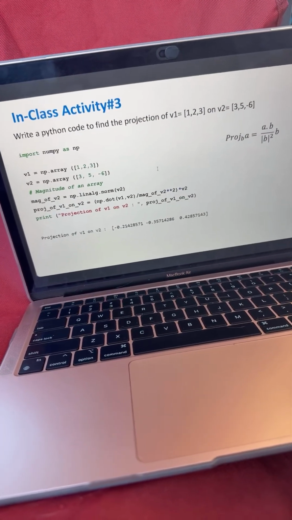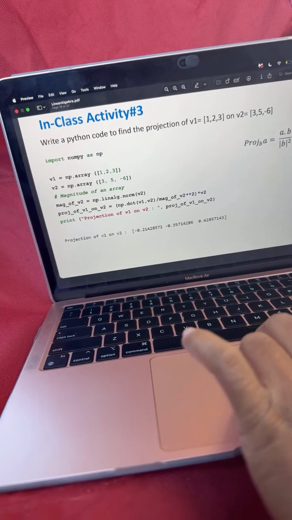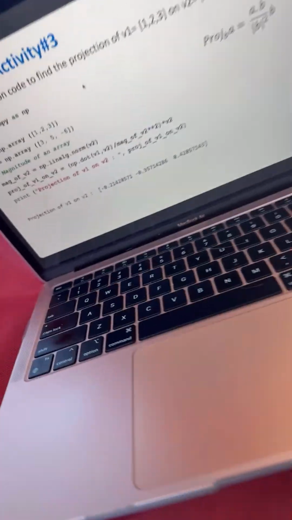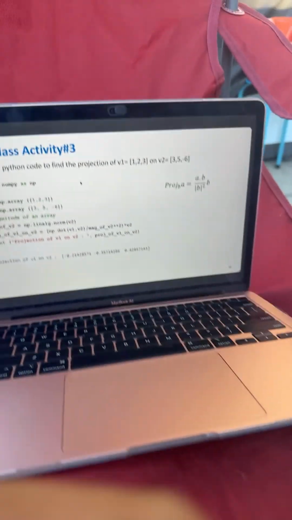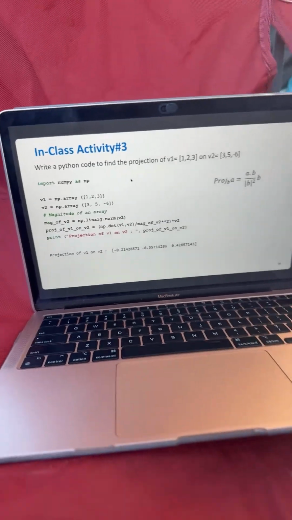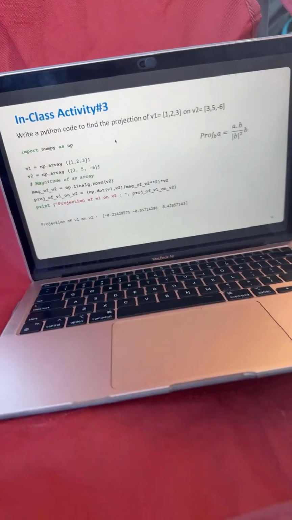So slide 16, we got 6 more to go. 6 more slides. My head hurts, but let's keep going. So write a Python code to find the projection of v1 and v2. So you have the two vectors, right? v1 and v2. Import numpy as np.